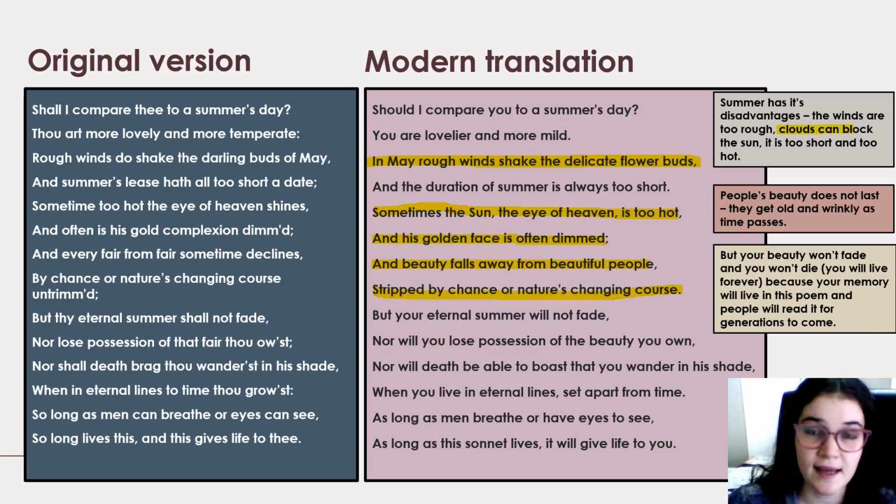It will not die because the beauty is captured in his words in this poem. So for as long as people are reading this poem, Shall I Compare Thee to a Summer's Day, they will constantly be reminded of how beautiful Shakespeare's beloved is. So that's why he says that his lover's beauty is immortal, it will not die, because it is captured in this poem.